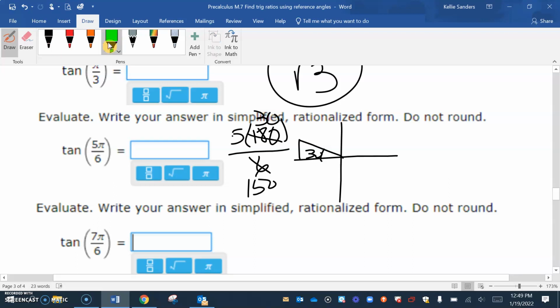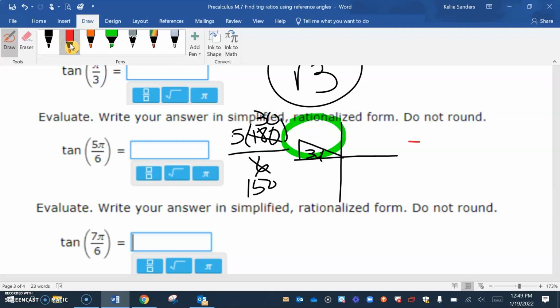So tangent is negative in the second quadrant, and we're doing tangent. So our answer is going to be negative tangent 30, and tangent 30 is square root of 3 over 3. So our answer is going to be negative square root of 3 over 3.